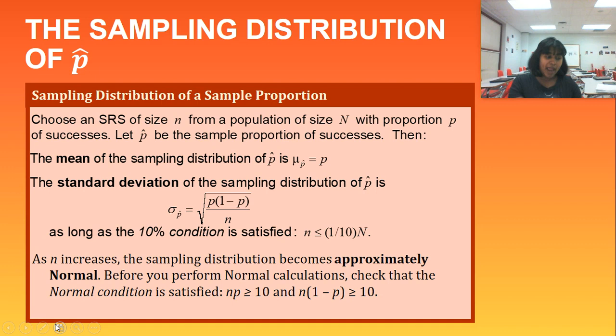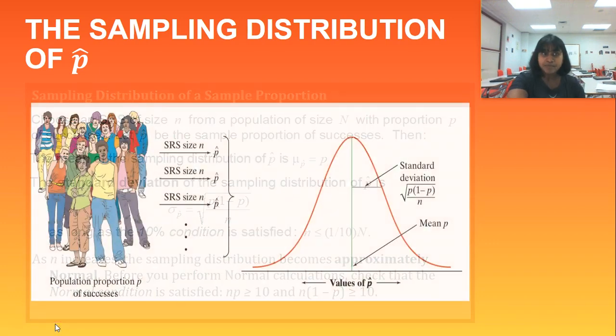So let's wrap up. As n increases, the sampling distribution of p hat becomes approximately normal. So again, as your sample size gets bigger, your distribution becomes more normal shaped. If it's normal shaped and you check the condition, the 10% condition, then you can use these calculations instead.